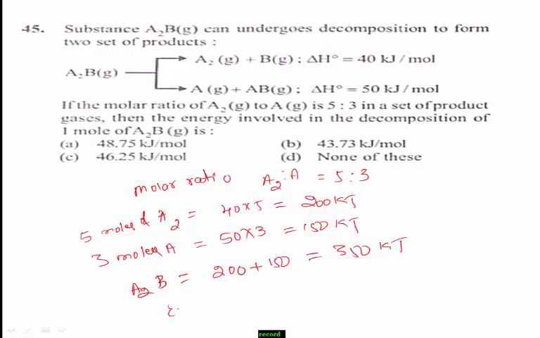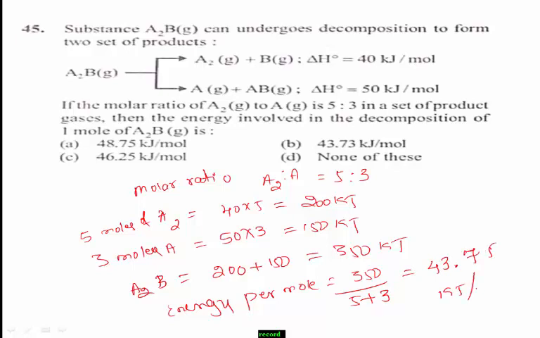Therefore, energy per mole is equal to 350 divided by 5 plus 3. It is equal to 43.75 kilojoule per mole. This is your answer. So option B is the right answer. Option B is the right answer.